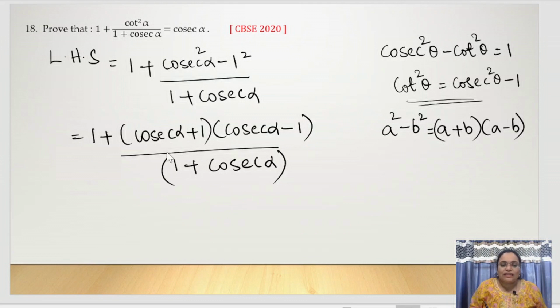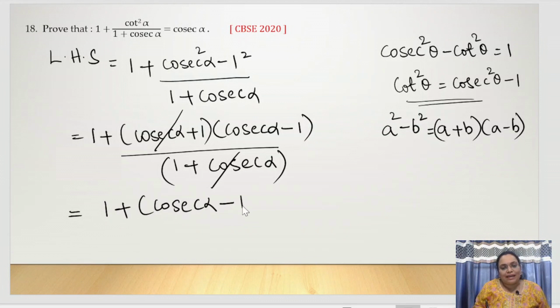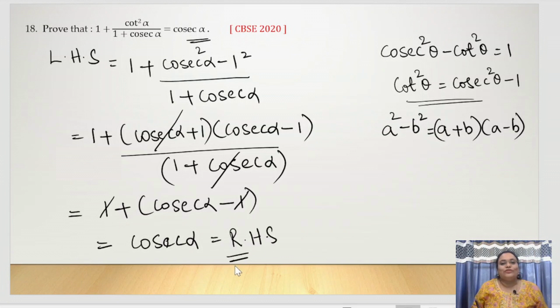Okay. So see here, cosecant alpha plus 1 and 1 plus cosecant alpha will get cancelled. Okay. You are left with cosecant alpha minus 1 plus 1. Okay. So minus 1 and 1 will get cancelled. So you are left with cosecant alpha. So this is what is the RHS. This is what we need to prove.